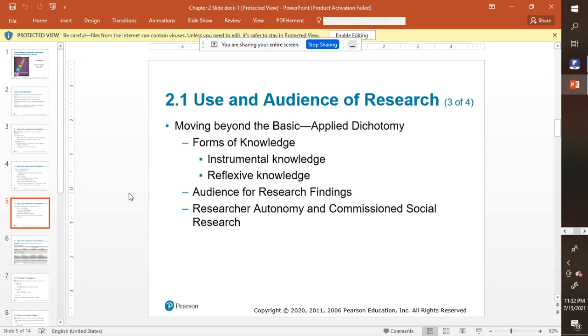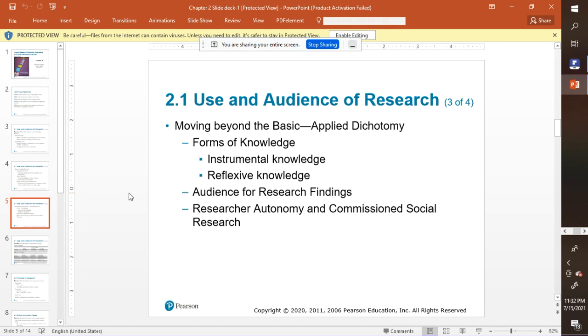We have audience for research findings. When we talk about audience for research findings, we are looking at the activists, the general practitioners, and the narrow practitioners. Then research autonomy and commercial social research are different.